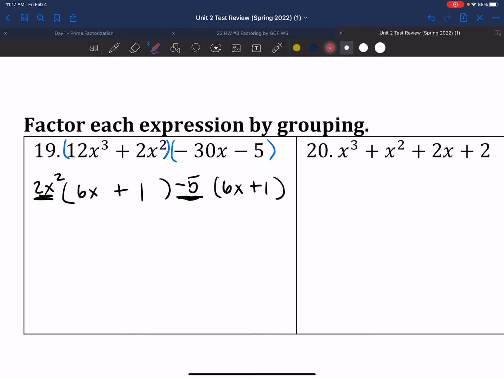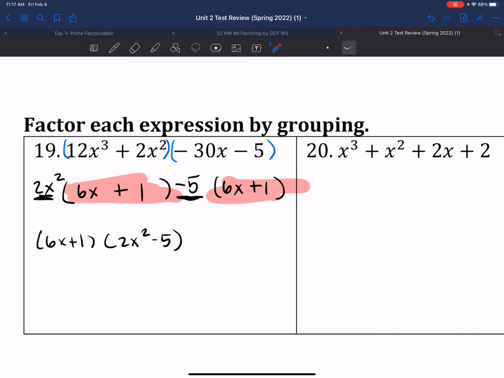And what do they have in common? 6x plus 1, right? So I'm going to go ahead and put 6x plus 1, and then 2x squared minus 5. Okay, where did I get this 2x squared minus 5? 2x goes here, minus 5 goes here.